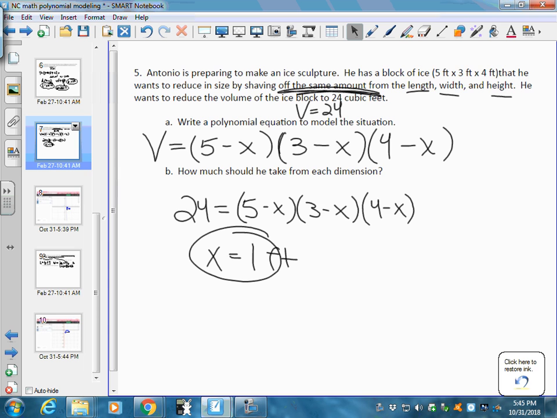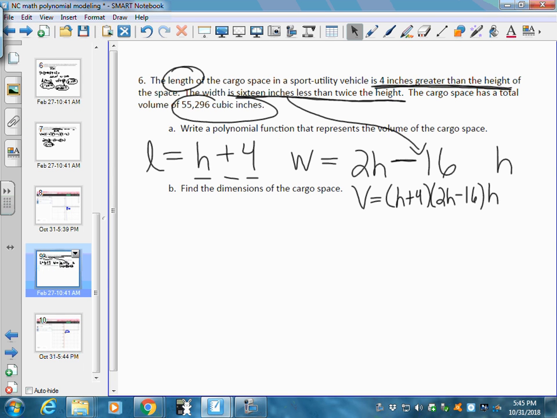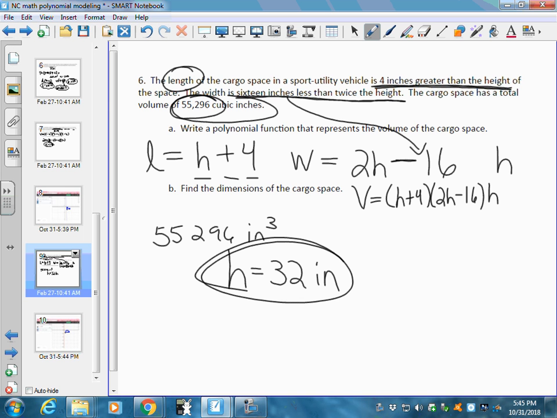I already did that. Okay, sorry, wrong problem. Right back here. Okay, so we have max, the volume they told us was 55,296 cubic inches. And that happens when h equals 32 inches. Okay, they want the dimensions of the cargo space. So height is 32. So now length equals height plus 4. So I'm going to do 32 plus 4 and get 36 for L.